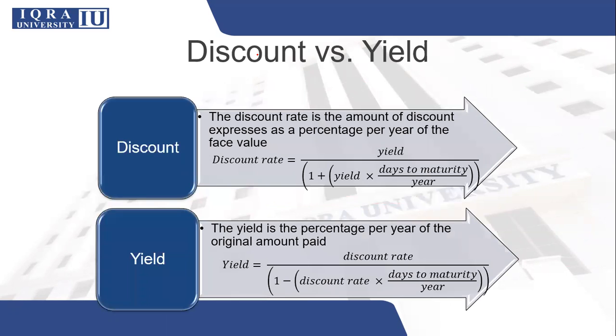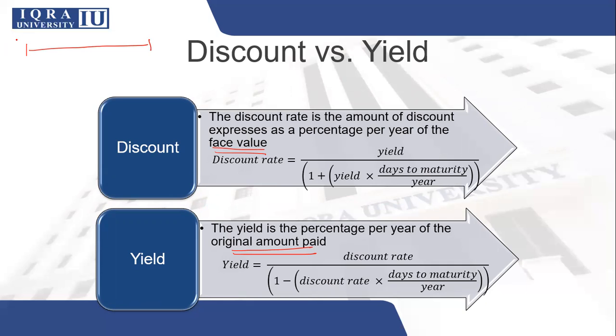So let me go over here. The discount rate is the amount of discount expressed as a percentage per year of the face value, whereas the yield is the percentage per year of the original amount paid. So basically, it is telling you the same thing from two different perspectives. Let's look at an example to understand this.